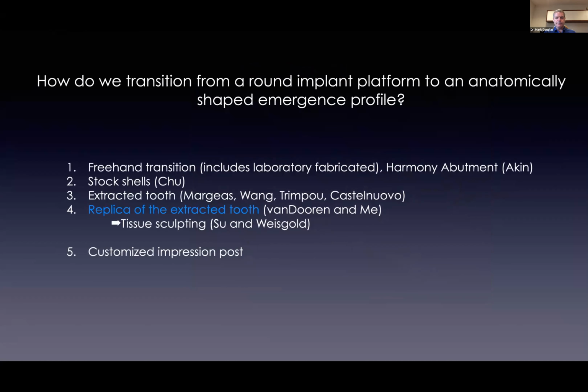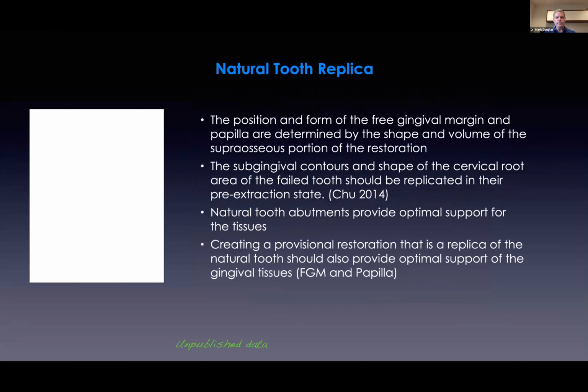Eric Van Duren is the first one who sort of informed me about this idea, but he's never published it. And so we worked out the method to do it, and we're going to show you that. And we're going to also show you how you can take it and modify it to do a little bit of tissue sculpting if you really want control. All right, so natural tooth replica, unpublished data. The article is almost finished. So this is brand new stuff.